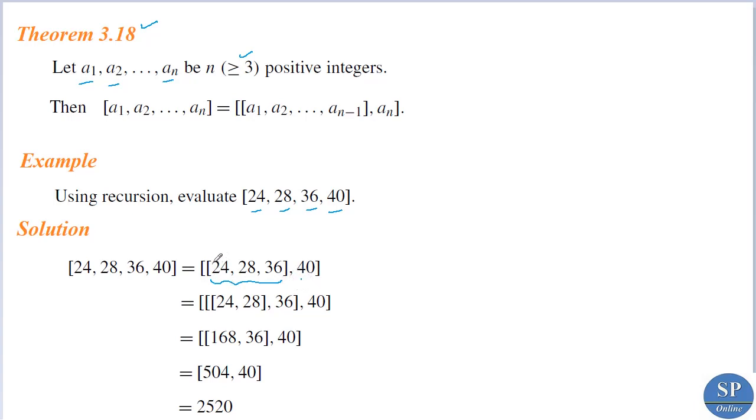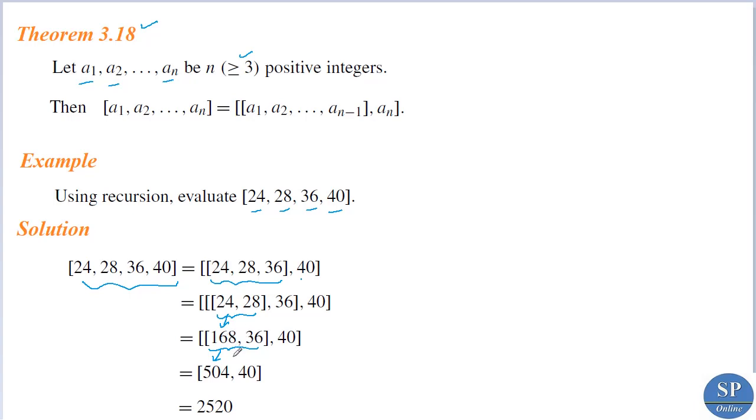Then we have this LCM of three numbers, that is the LCM of the first two numbers and 36, then 40. So to find the LCM of these four numbers, we can first find the LCM of these two numbers. The LCM of 24 and 28 is equal to 168. You can verify this. So we have the LCM of 168 and 36, which is nothing but 504.